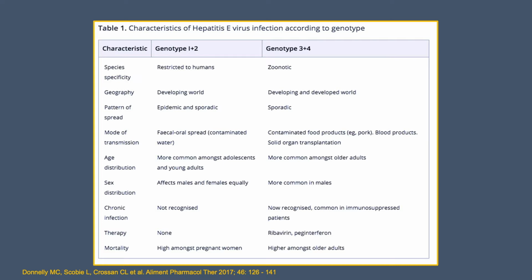So as I say, in 2008, the European population became aware of genotype 3 and 4 hepatitis E infection, and this is a largely zoonotic infection, so passed to humans from animals, and the pig is the primary vector. I think we're all now aware that undercooked or raw pork is a significant risk to humans for HEV infection. Many infections with genotype 3 or 4 are acute and self-limiting, but as I say, we are now aware that these can progress to chronic infections, particularly in patients who are immunocompromised.